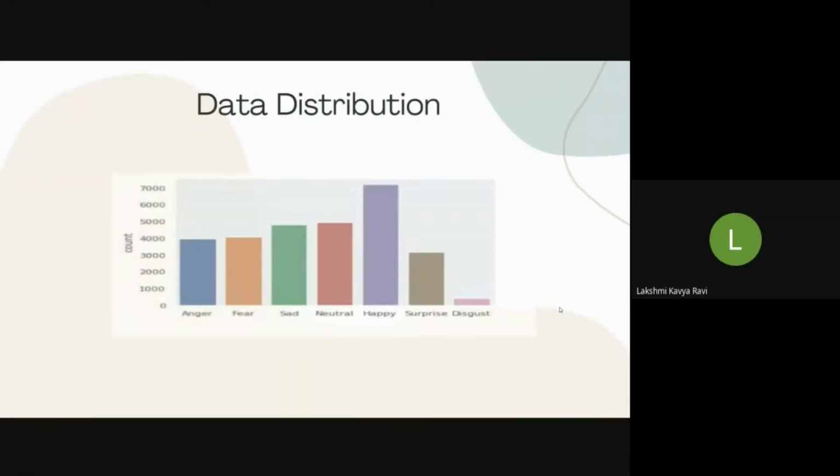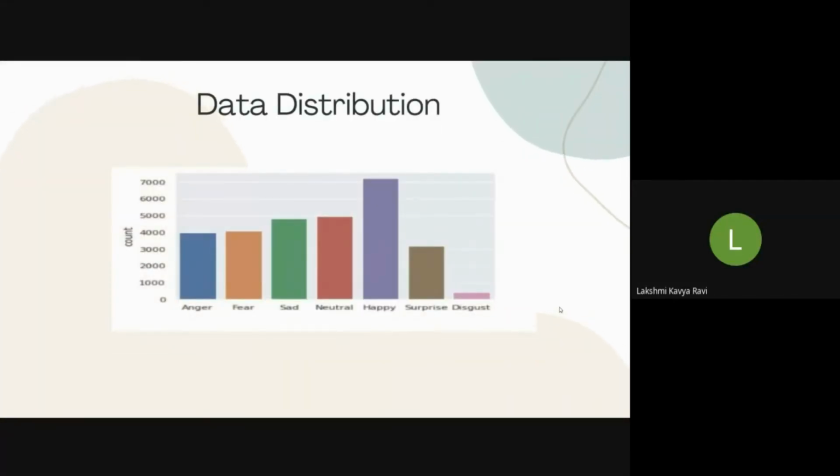Coming to the distribution of data, here we can see that different emotions have different counts. Anger is around 4,000 pictures, and fear is also around 4,000, sad is almost 5,000, and neutral is also 5,000, and coming to surprise it's around 3,000, and happy is around 7,000.